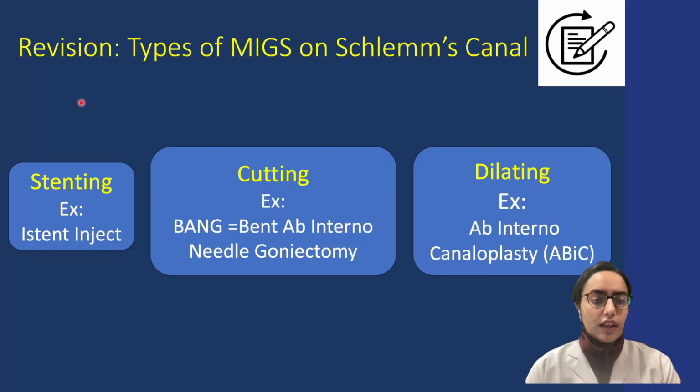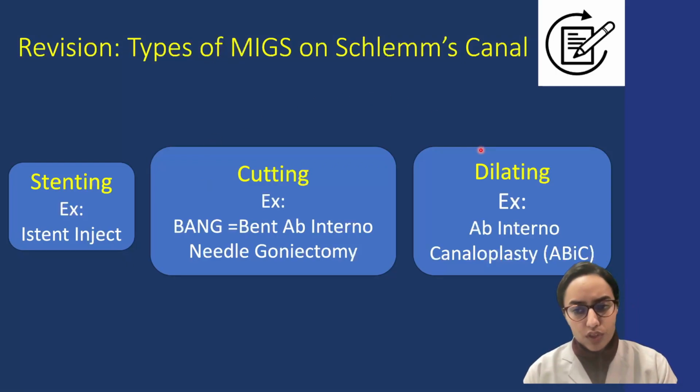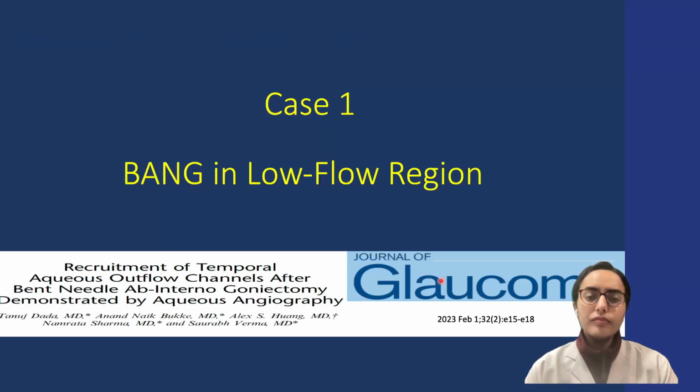Before we move further, let's quickly revise the types of MIGS surgeries that can be performed on Schlemm's canal. There are stenting procedures, such as iStent inject. There are cutting procedures, such as BANG or the bent ab interno needle goniectomy, and there are dilating procedures, such as ab interno canaloplasty. Let's look at them case-wise.